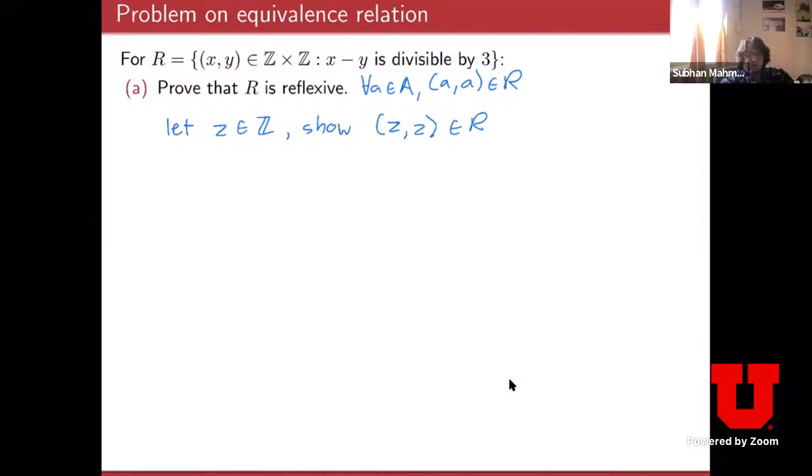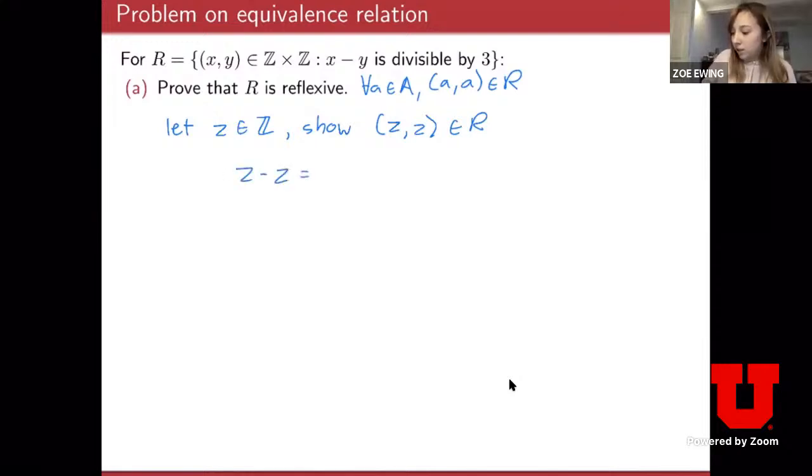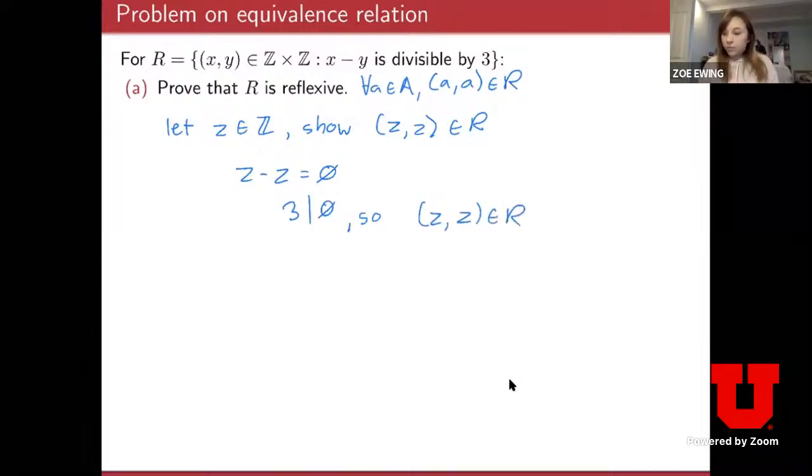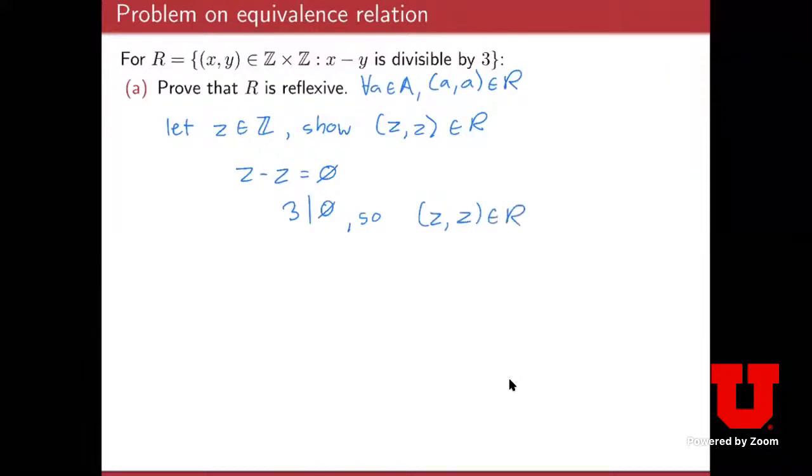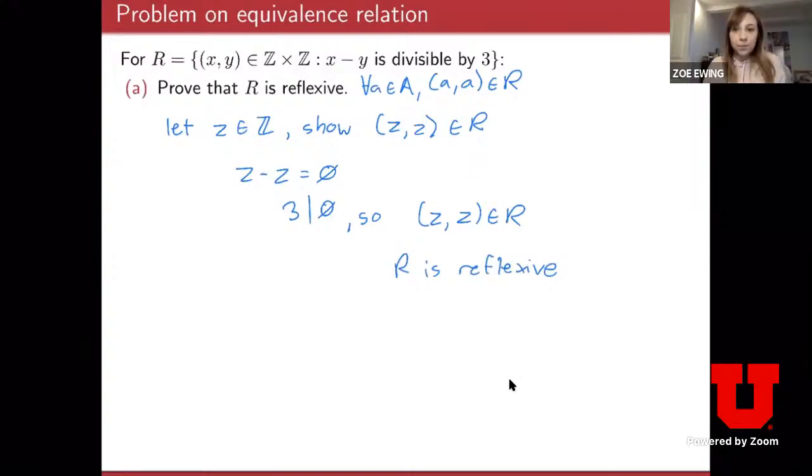Can't you just show that z minus z is 0, which is divisible by 3? Exactly. So z minus z is 0, and 3 does divide 0. So then z has to be in the relation. And that means that R is reflexive. Does that make sense to everyone?